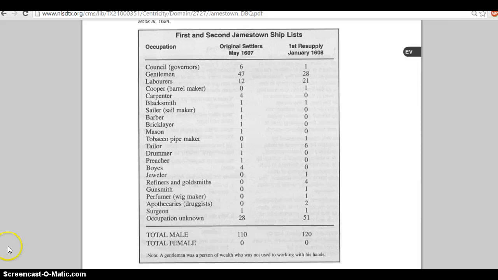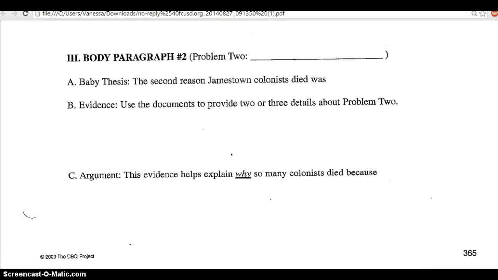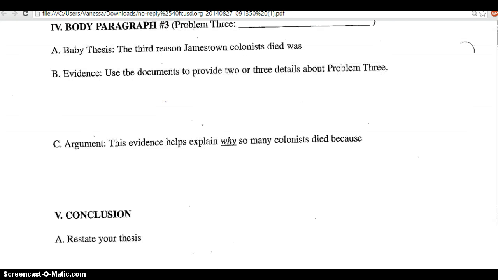Document C is showing you about the types of settlers and the types of skills and the types of people that came. So you would use this information as your evidence for that body paragraph. For your evidence here to help you, make sure you put in parentheses document C. Alright, so you're almost done.